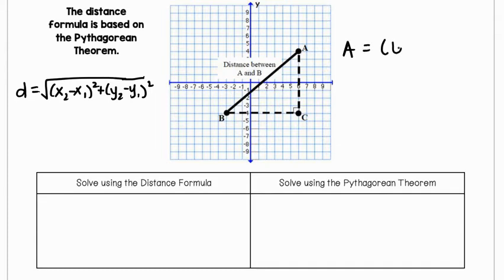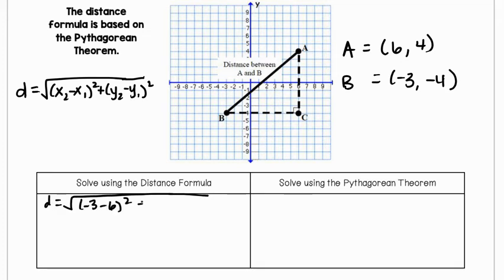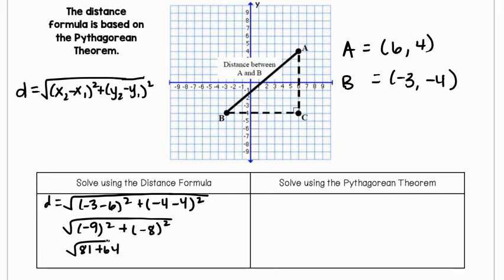Point A was given to us at (6, 4). Point B was given to us at (-3, -4). So when I plug into my distance formula, I get -3 minus 6 squared plus -4 minus 4 squared. Under the radical, I end up getting -9 squared plus -8 squared. This will be 81 plus 64 under the radical, which gets us a total of 145 under the radical. We then can use this to solve using the Pythagorean theorem.